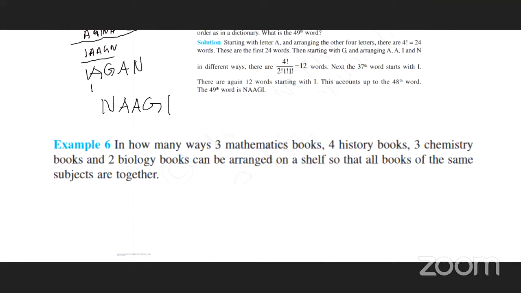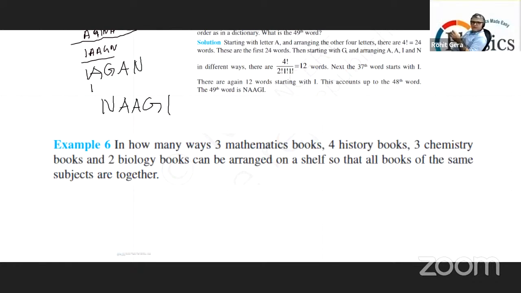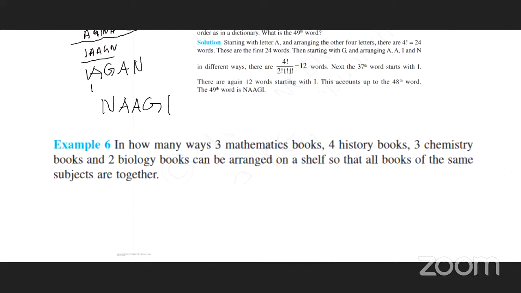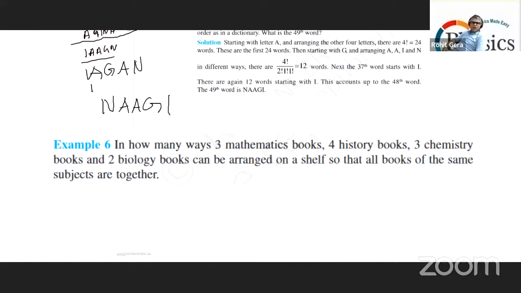In mathematics books, 4 history books, 3 chemistry books and 2 biology books. Again, arrangement. 3, 4, 7, 10, 12. So they can be put together. No, no, no. Treat them as blocks, right? So 4 blocks.